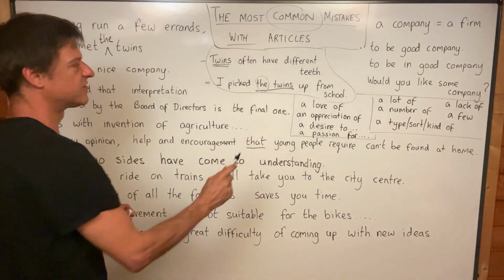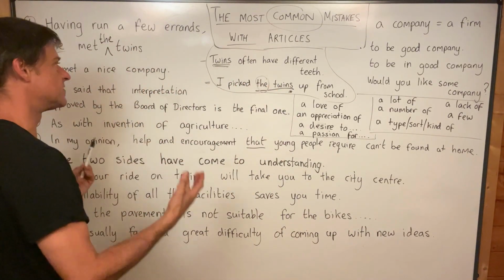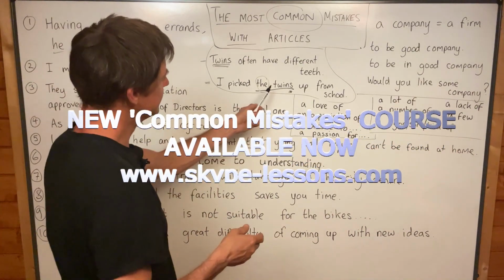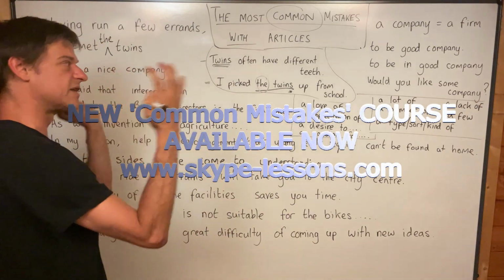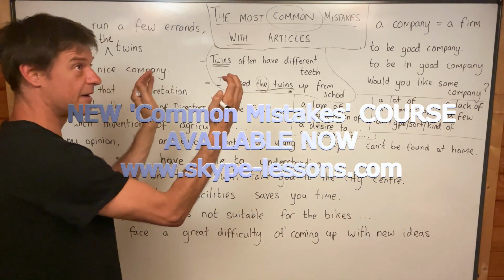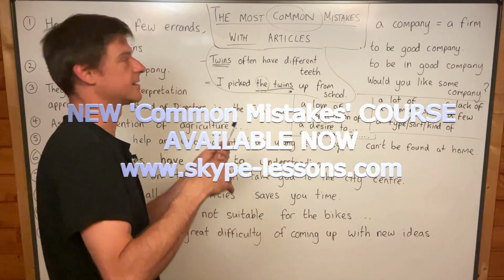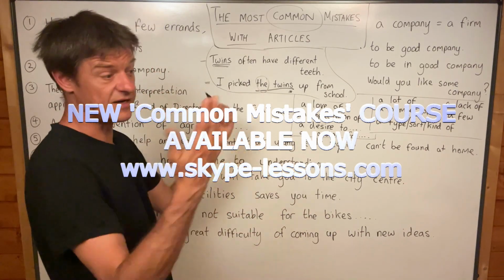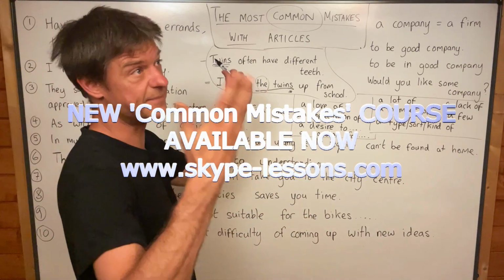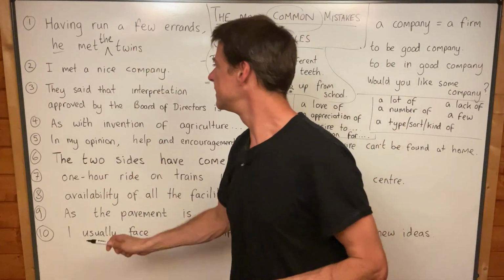I want you to remember this for when you're dealing with plural countable nouns, like 1 twin, 2 twins, 3 twins. You use the when you know exactly which plural countable nouns you mean, and you don't use the when you're talking generally, for example, men drive faster than women. You mean all men, all women, or any men, any women, so no article. Okay, so we need a the here.